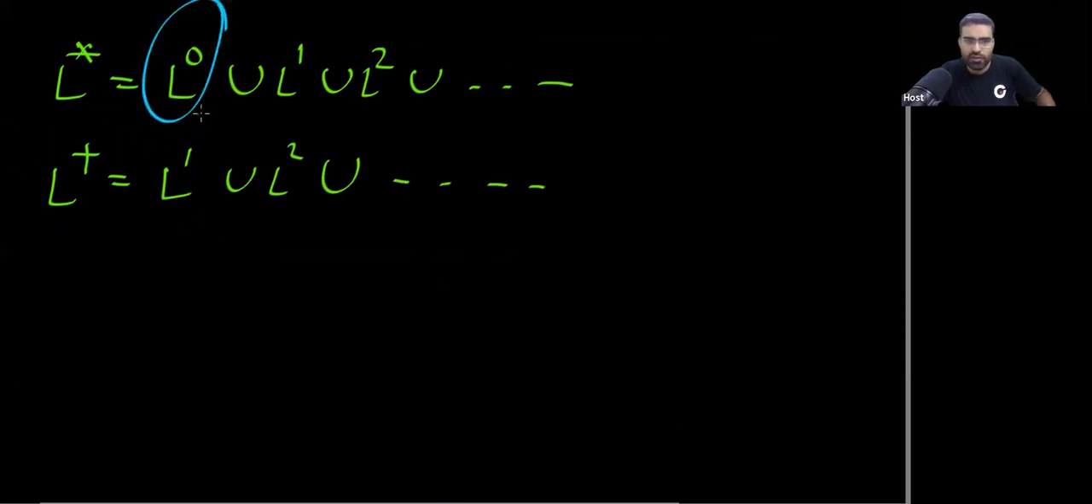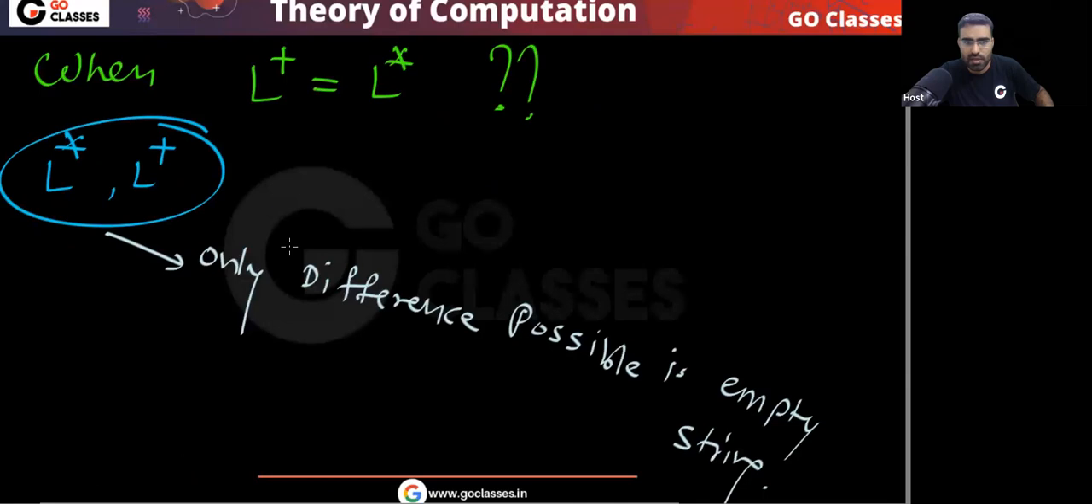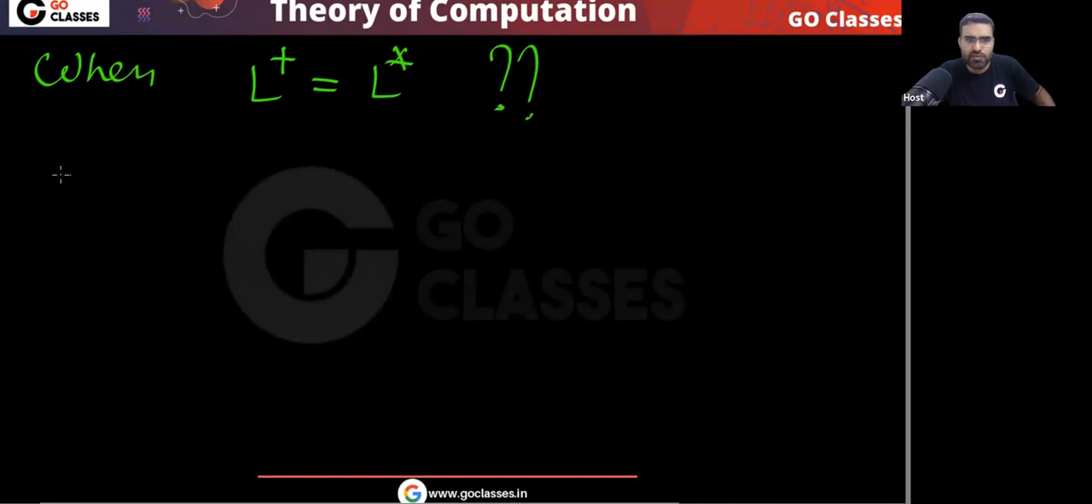Okay, this is the only difference possible, and this means the set containing the empty string. So I am telling you that the only difference possible between L star and L plus can be the empty string. Now you tell me, if the language contains the empty string, then this difference will never come.